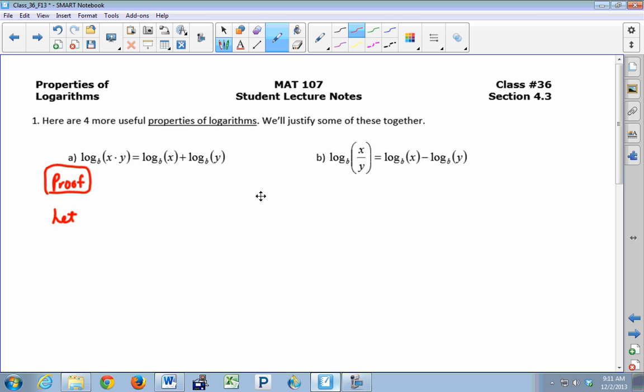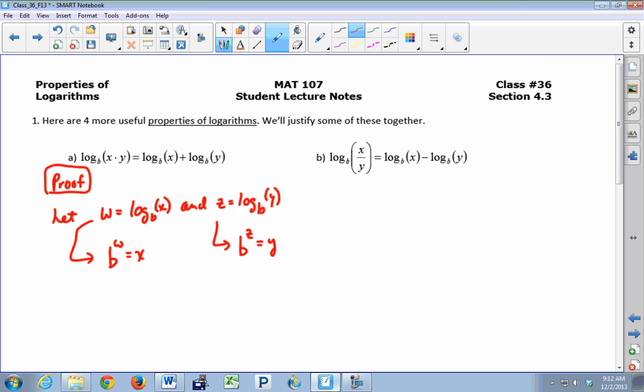So we say let w equal log base b of x, and let z equal log base b of y. Then another way of writing this is that b to the w is equal to x. And another way of writing this, going from log to exponential form, is b to the z equals y. So now I'm going to go back in, and where I see x and y on my left-hand side, I'm going to substitute them with b to the w and b to the z.